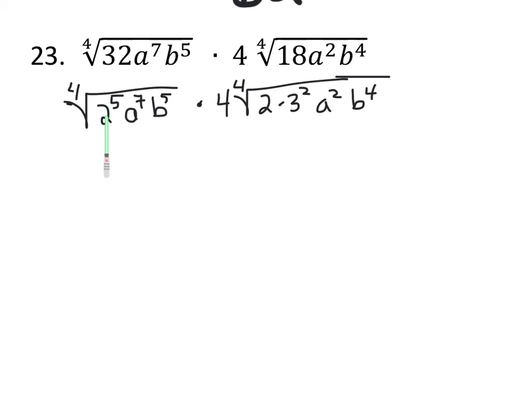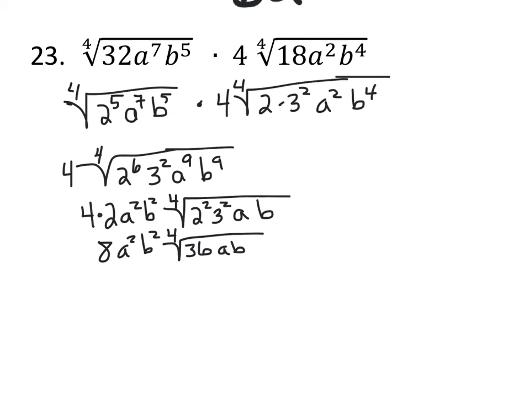All right, so I got all the prime factors, and the prime factors of 32 is 2 to the 5th, and the prime factors of 18 are 2 times 3 squared. So now what I can do is multiply what's inside the radicals together by just adding these exponents together. So 2 to the 5th times 2 to the 1st is 2 to the 6th. And then we have a 3 squared, and we have an a to the 7th times a squared, which is a to the 9th. And then we have a b to the 5th times b to the 4th, which is b to the 9th. So we can do that. And then we're going to go ahead and simplify that.